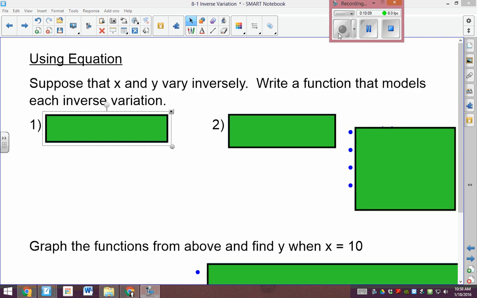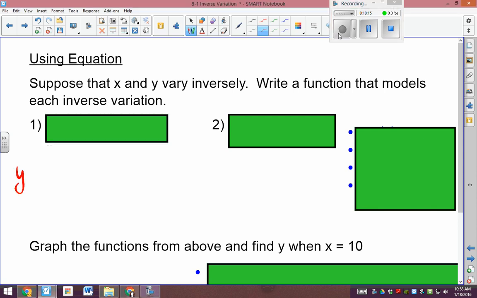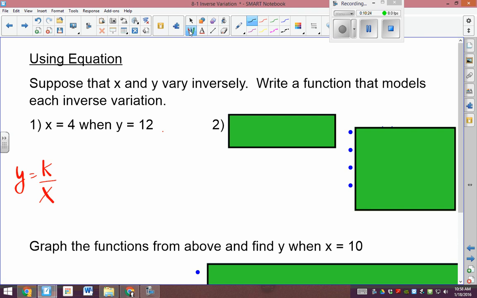So this time they're telling us that x and y vary inversely. Inversely means y equals k over x. So we can forget about direct variation for a second. It says, suppose that x and y vary inversely, write a function that models each. So basically, when it says write a function, that means find k.